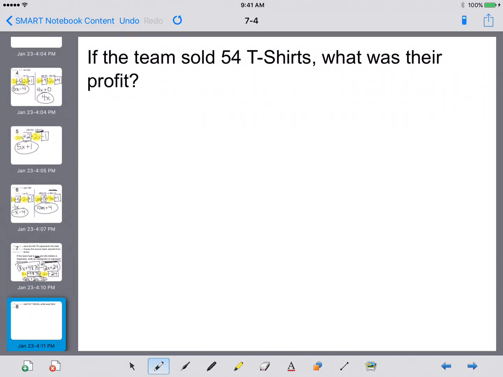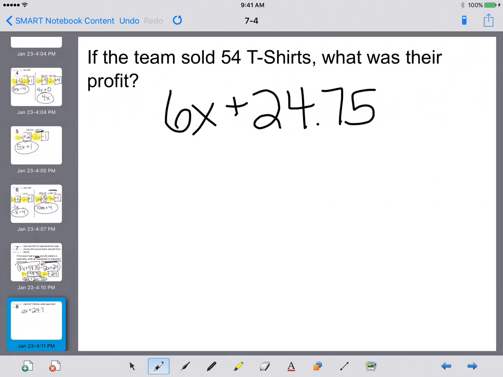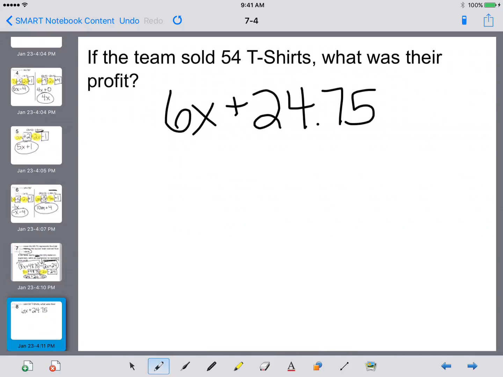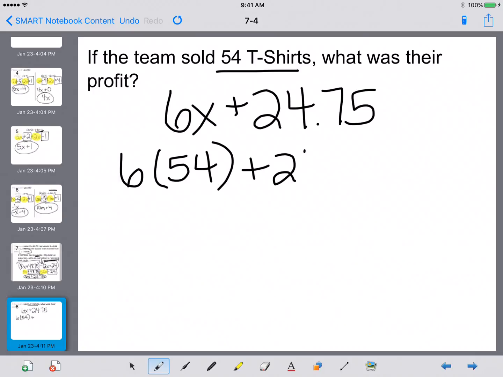Moving on to our next question, it wants to know if the team sold 54 t-shirts, what was their profit? So our expression for our profit was 6x plus 24.75. x is representing our amount of t-shirts that we sold. So if we sold 54 t-shirts, all we have to do is plug it in. So we're going to have 6 replacing x with 54 plus 24.75. We're going to use our order of operations, PEMDAS.